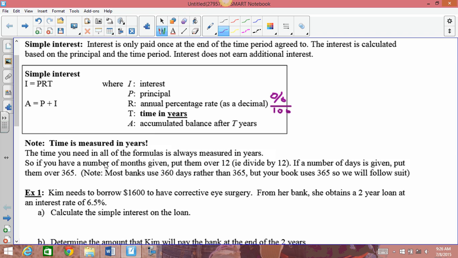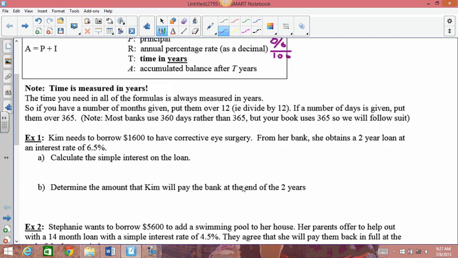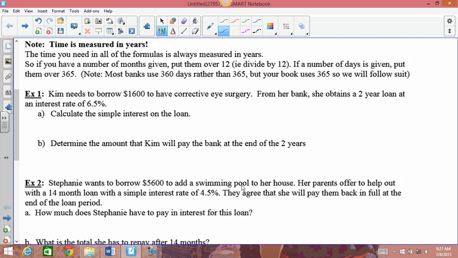So for that reason, sometimes your time might be given to you in months. In order to convert months to years, because those months will be part of a year, you just put that over 12, i.e. take that number of months and divide by 12. Likewise, if you were given a certain number of days, and that's a fraction of a year, you want to figure out what fraction of the year that is, you just take that number of days and divide it by 365. I just put a note in here, most banks do use 360 rather than 365, but since your book used 365, I went ahead and went with that. And the difference between the two is very negligible, so it's not going to make that big of a difference in terms of the amount of money that you're talking about.